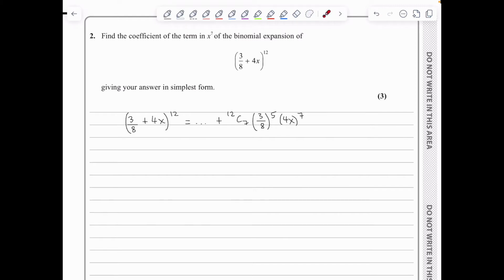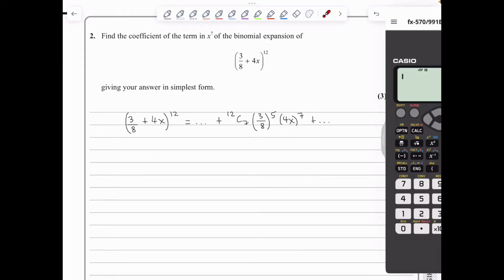Well, notice that 5 plus 7 is 12. That's a rule in the binomial expansion. And also here I've got 12 choose 7. So the subscript here should agree with one of the two powers. Notice also that I could have written 12 choose 5, which is the same as 12 choose 7. And then I proceed with the rest of the expansion, so plus dot dot dot.